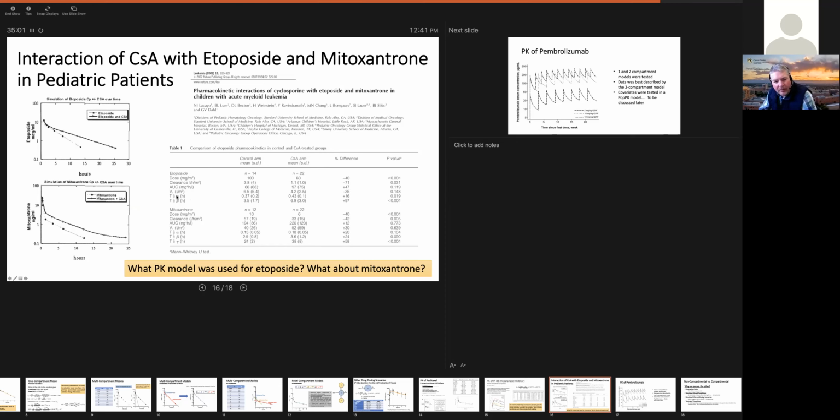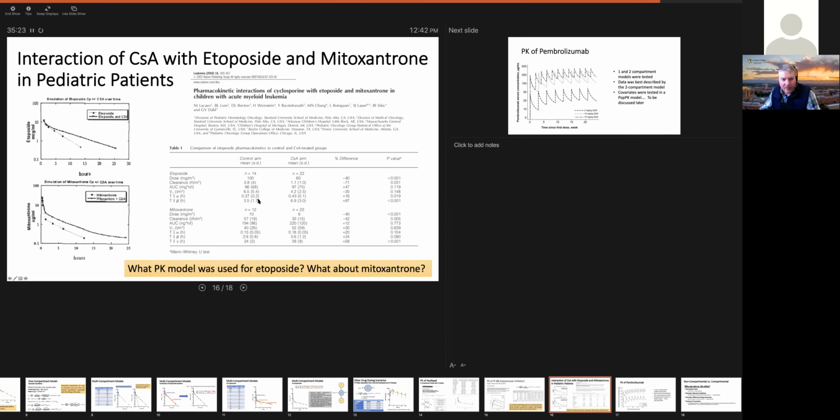And the question here, what PK model was used for etoposide? Well, we have a half-life alpha and a half-life beta. So there's two half-lives, one for the distribution phase, one for the elimination phase. So this was done using a two-compartment model. And so again, if you have a little understanding of how this modeling was done, you can look at this and go, oh, okay, I understand what alpha and beta mean. Alpha is the distribution, beta is the elimination.